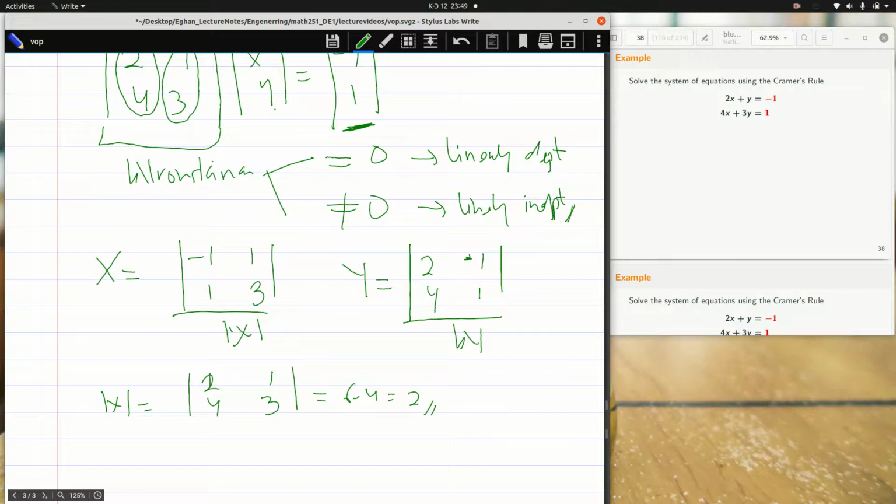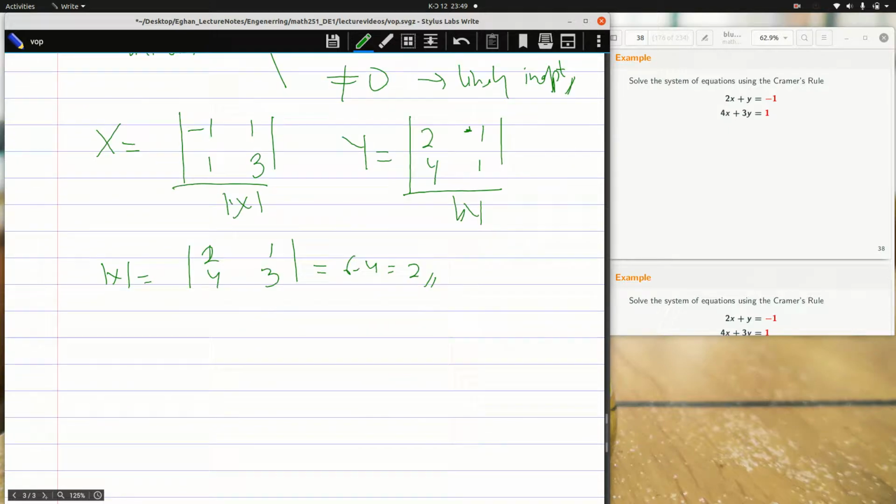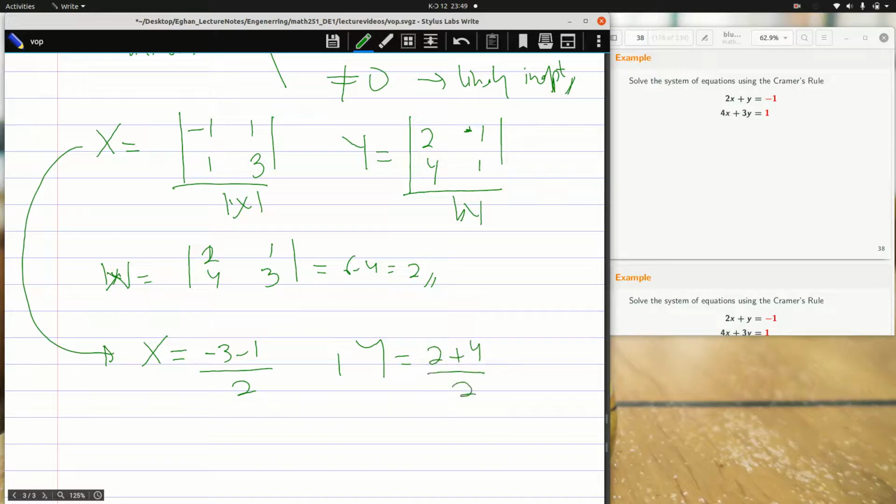All these are determinants, so I can now find my x. This is the Wronskian W. x becomes the determinant for the numerator, negative 3 minus 1, all over 2. y becomes 2, 1 determinant, 2 plus 4, all over 2. And then whatever solutions you get, these are your x and then y. This is how we use Cramer's rule to find answers.